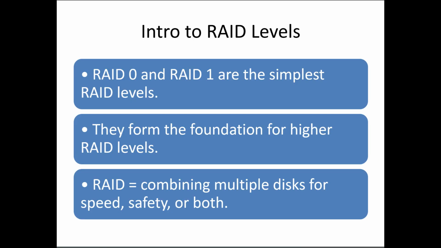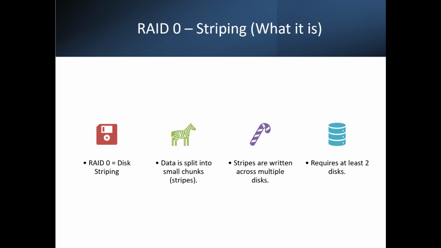Now that we know why we need RAID, let's dive into the first two levels, RAID 0 and RAID 1. These two are the simplest, and understanding them will make the higher levels much easier to understand. So RAID 0 is nothing but striping. It is called disk striping. Imagine you have two or more hard drives. Instead of storing your file on just one drive, RAID 0 splits the file into chunks and spreads them evenly across all those drives.